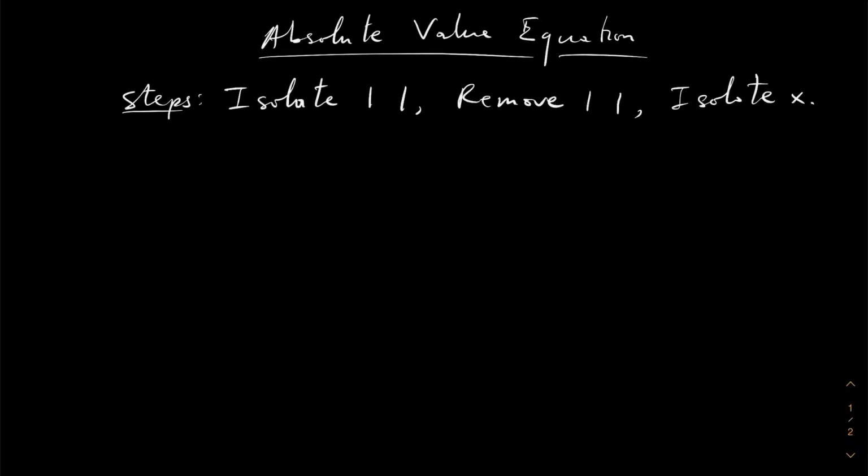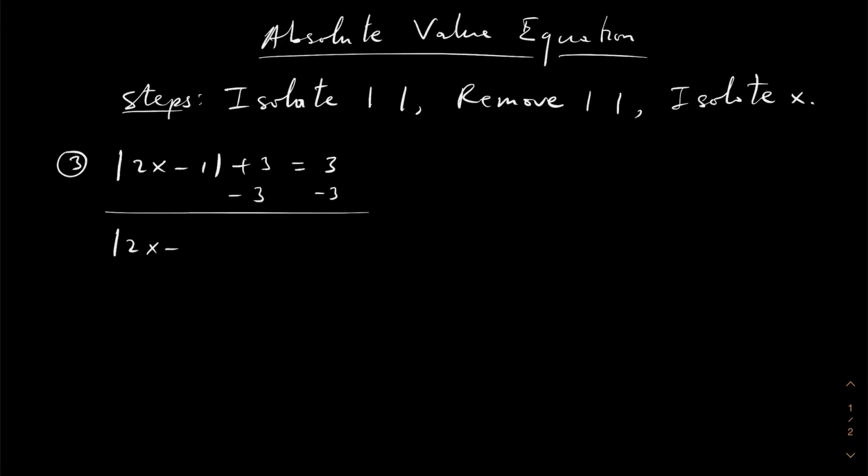And so our third example here is going to be the absolute value of 2x minus 1, plus 3, equals 3. And so if you do step 1 here, which is to isolate your absolute value term, you're going to have to subtract 3 on both sides. And so that would give you the absolute value of 2x minus 1 equal to 0, right? So here, this number 0 is not a positive number, it's just 0. It's not negative, not positive. So what do you do to get rid of the absolute value here?